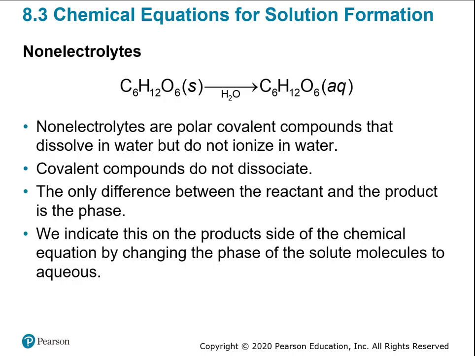But then look at the difference. If it's a non-electrolyte, I take sugar, which is a solid, I put it into water, and now it's sugar aqueous. But do you notice that the formula doesn't change? I think non-electrolytes are the easiest ones to write because whatever's on the reactant side goes on the product side. It just changes from solid to aqueous, which just means it's dissolved. So the only difference between the reactant and the product is the phase, solid versus AQ. It's always going to be balanced, so you don't have to worry about balancing it.